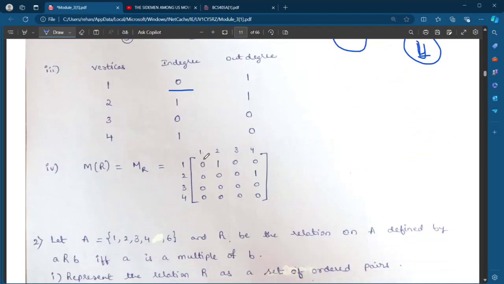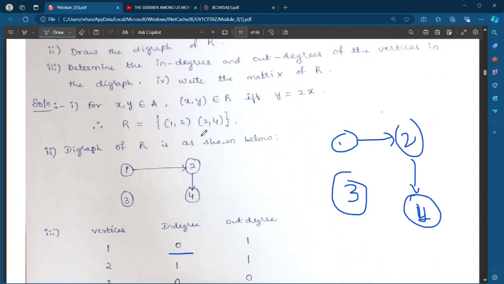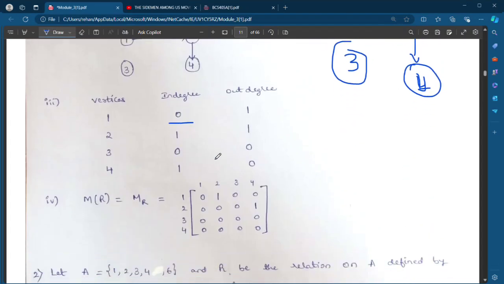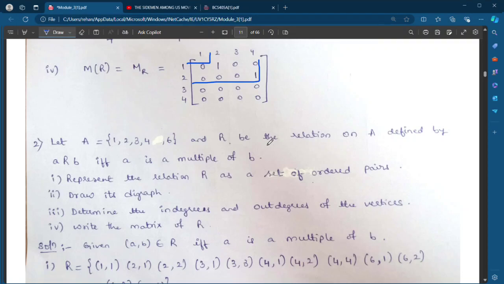How will you write the matrix? The same way, since it is M of R, a self matrix. So 1, 2, 3, 4 by 1, 2, 3, 4. What is the set? 1 comma 2 and 2 comma 4. 1 comma 2 comes here and 2 comma 4 comes here. Only these places are 1, the remaining all will be 0. I'll explain this sum, then the remaining I don't think I have to explain a lot.